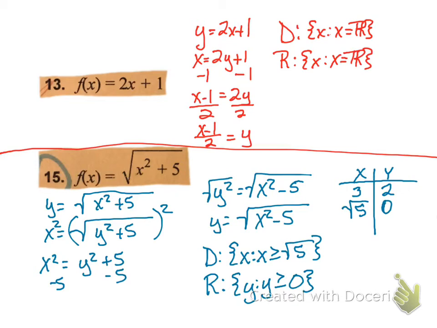Number 15. I solved for y to get my inverse. Square root of x squared minus 5 is my inverse for the square root of x squared plus 5. Okay. My domain ended up being the square root of -5 and greater. My range ended up being 0 and greater.